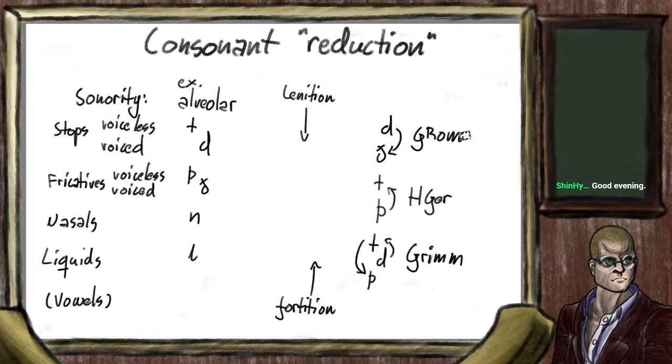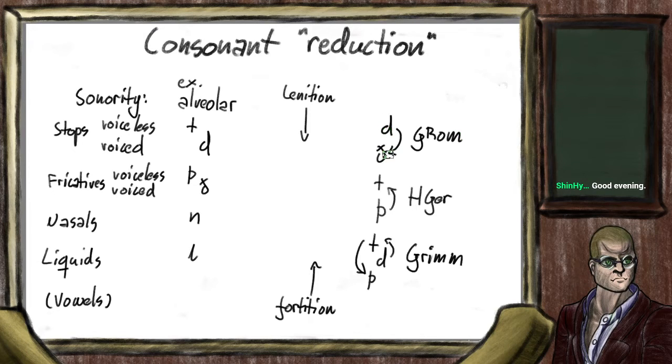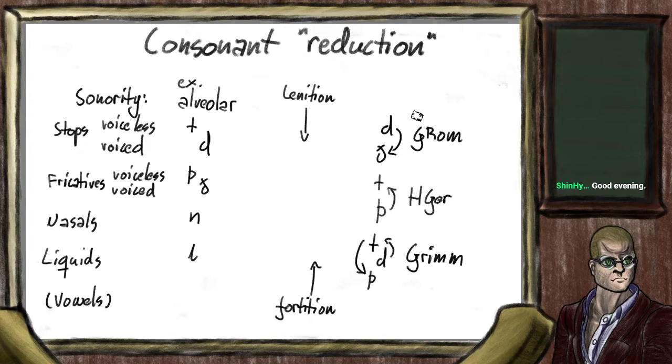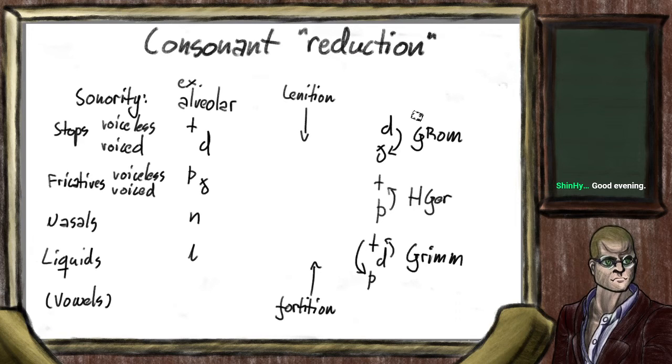The first one here is an example of lenition. This is from the Gallo-Romance stage of development, where this voiced stop becomes a voiced fricative, but remains in the same area of articulation. So you go from d to the.